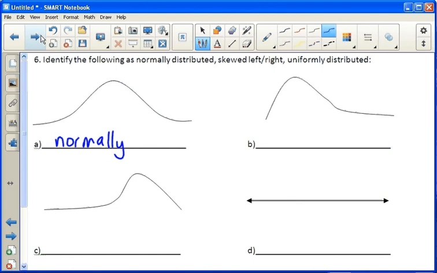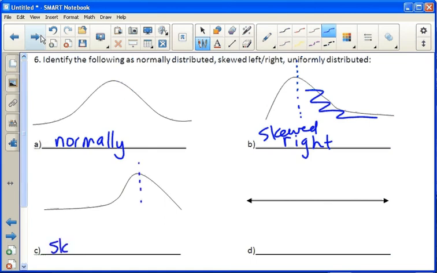This next one is skewed right. Because if you look at the top as the center, then there's more stuff to the right than there is to the left, so it's skewed right, which makes this one skewed left for the same reason. There's more stuff to the left of the peak than there is to the right. And then this one, this flat one, is the one that's uniformly distributed. It's the same everywhere, so it is uniformly distributed.